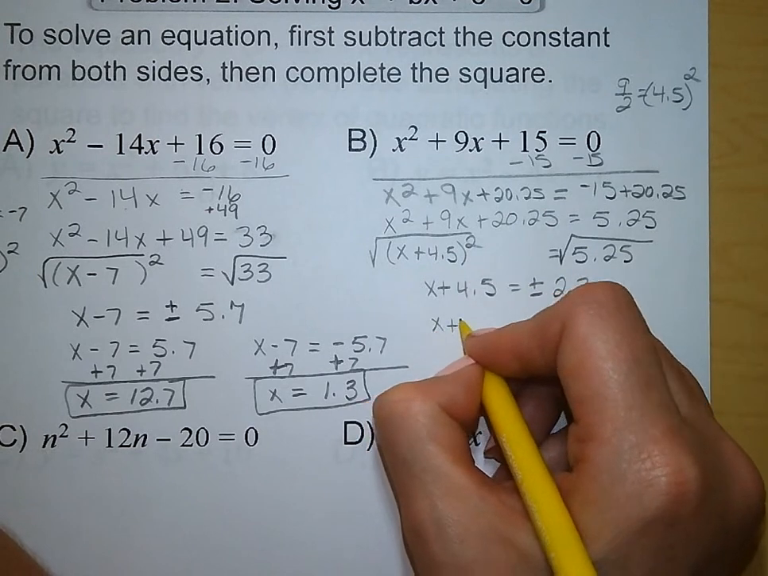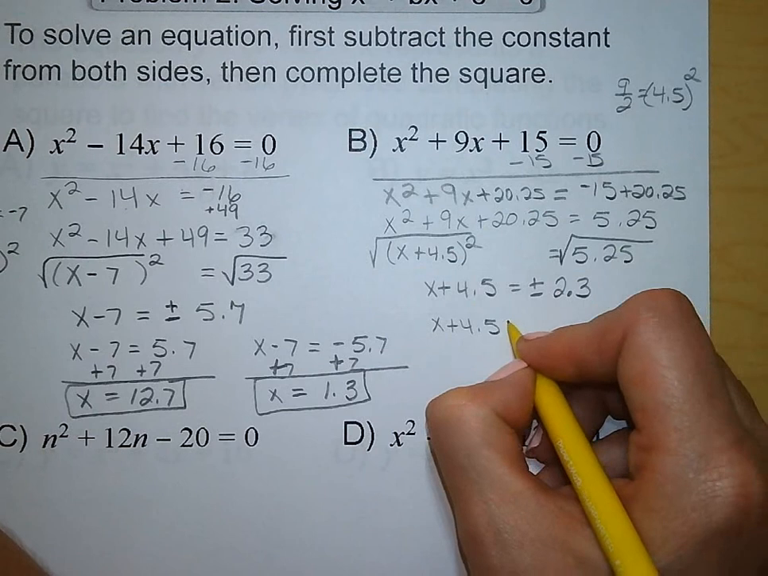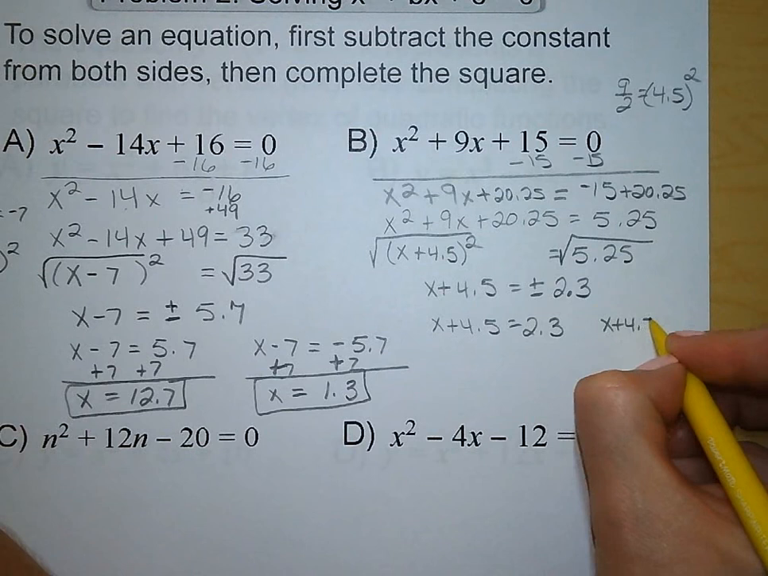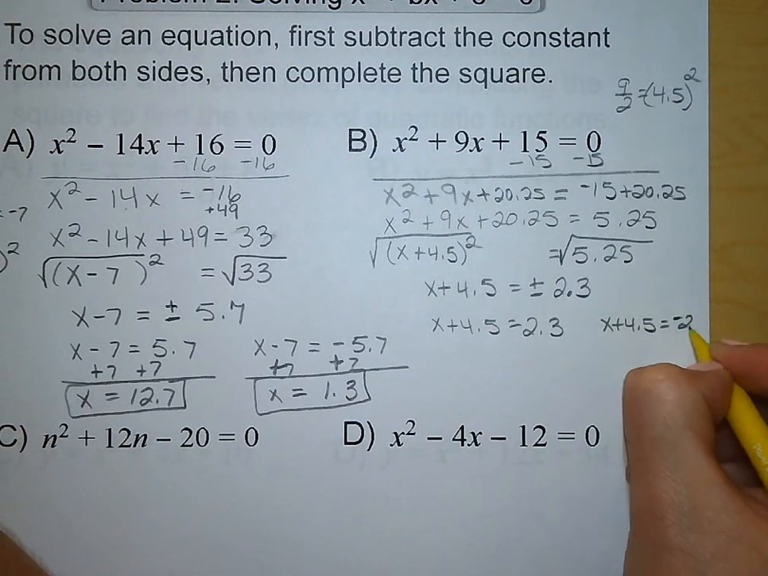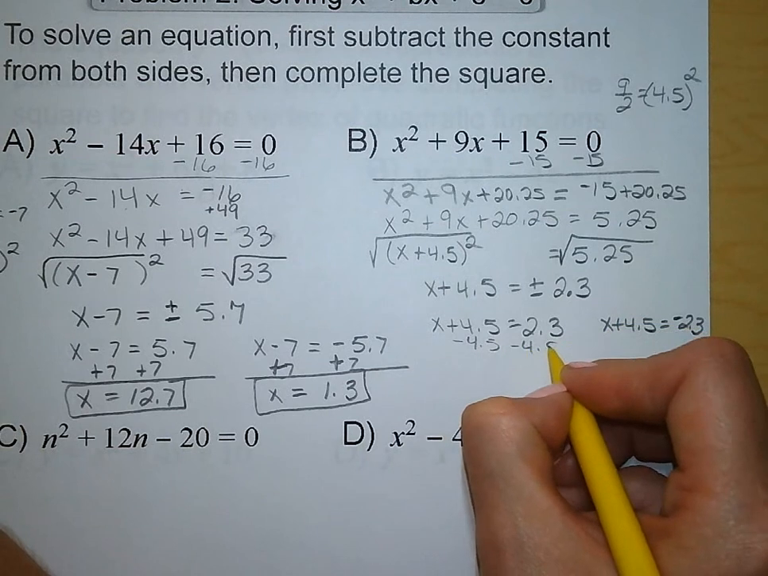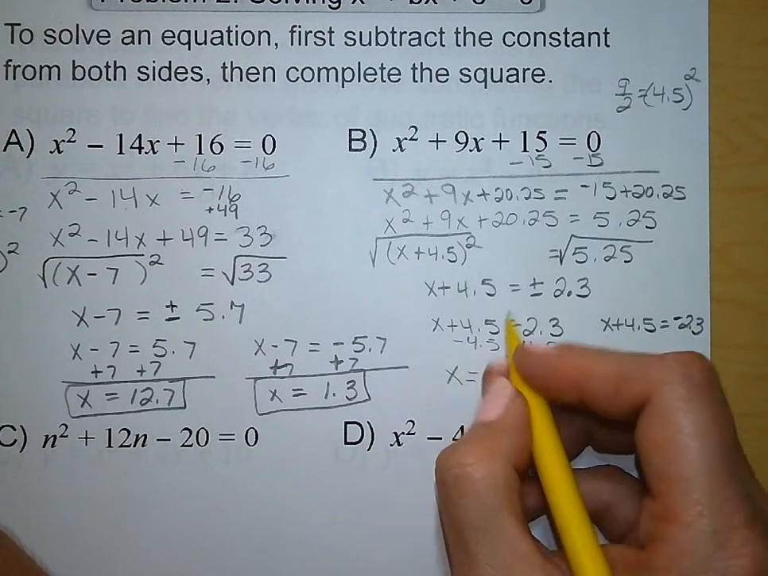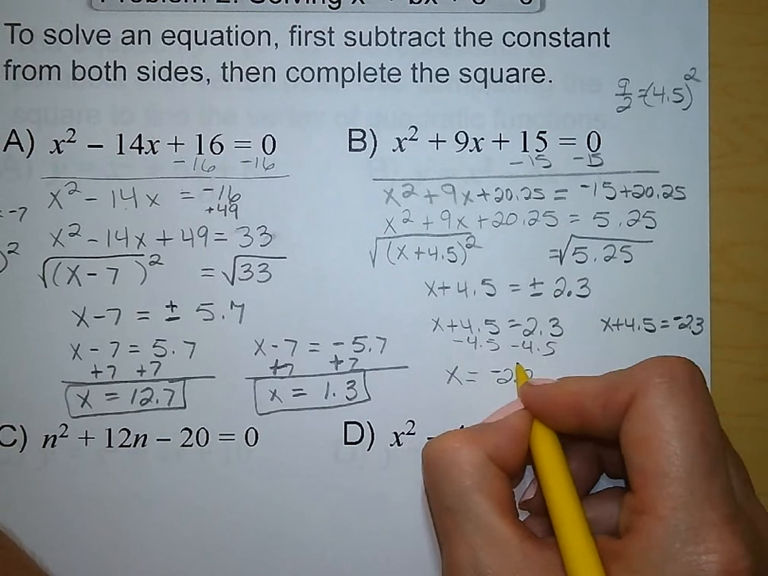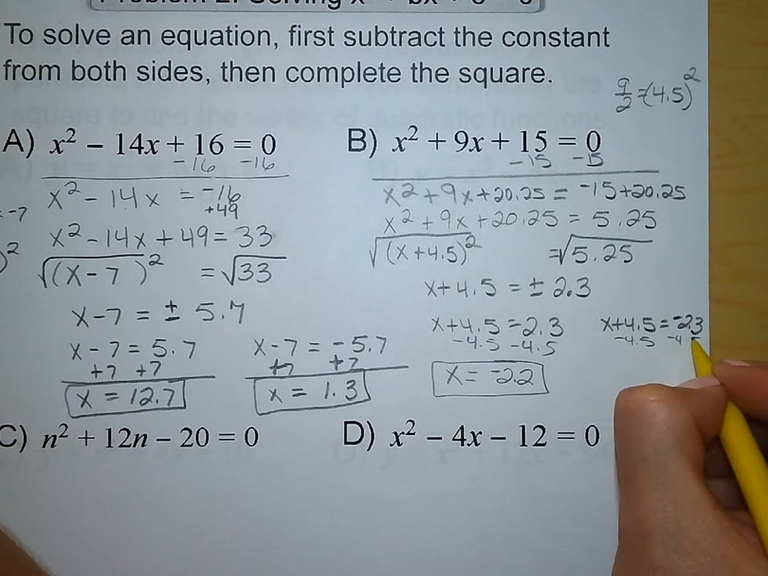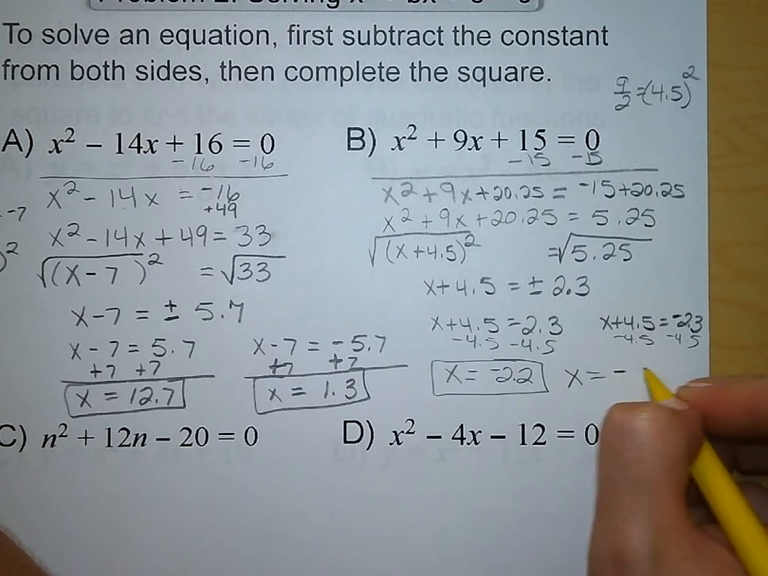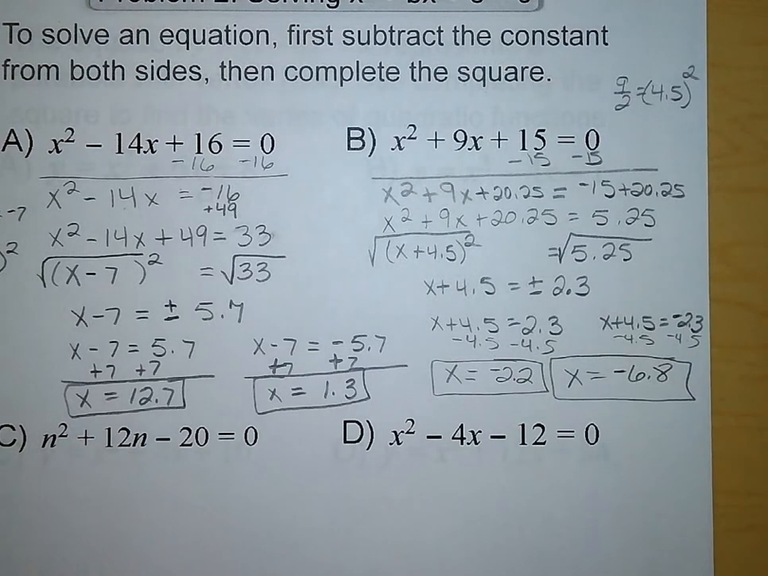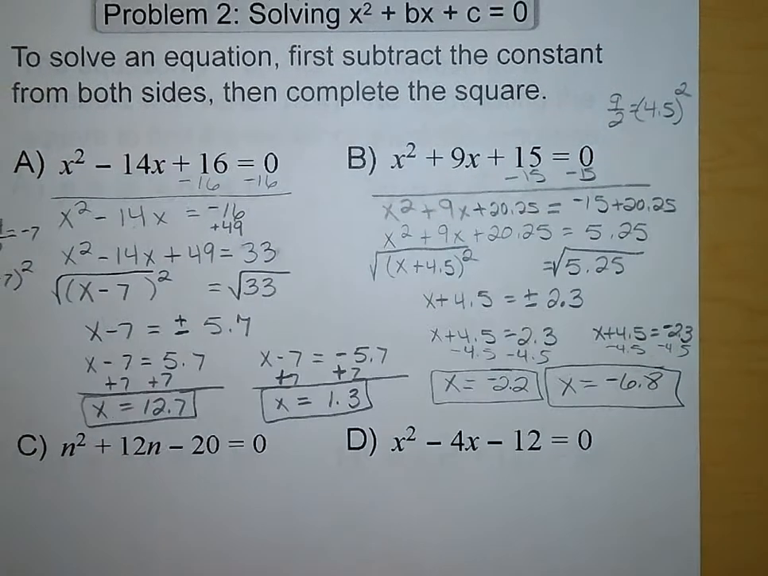So now we split into our 2 equations. X plus 4.5 equals the positive 2.3, and x plus 4.5 equals negative 2.3. Subtract 4.5 from both sides, and x is equal to negative 2.2. Do the same thing for the other equation, and x is equal to negative 6.8. Those are our 2 solutions. We're not always going to have nice, pretty numbers to work with.